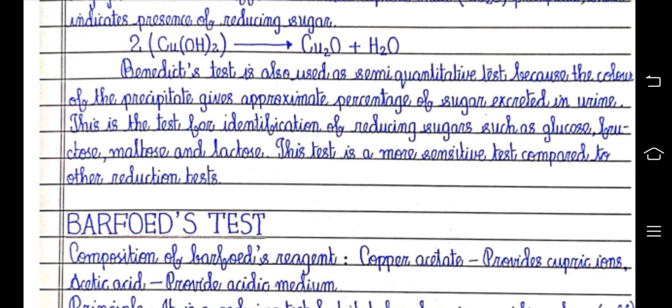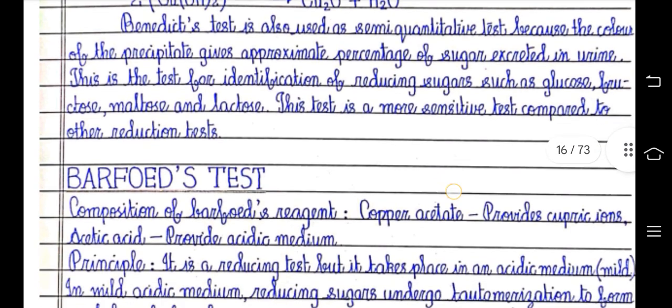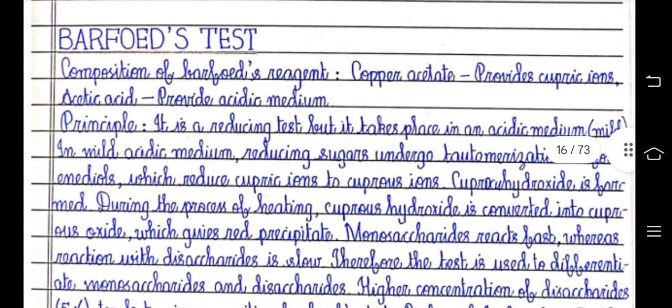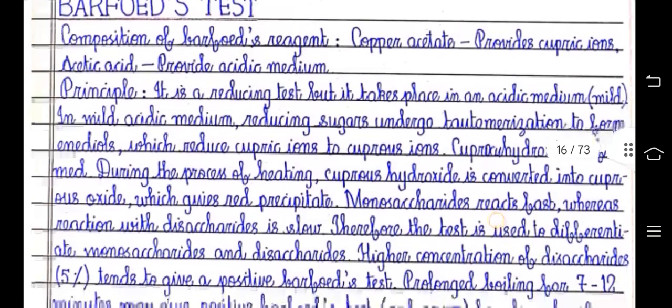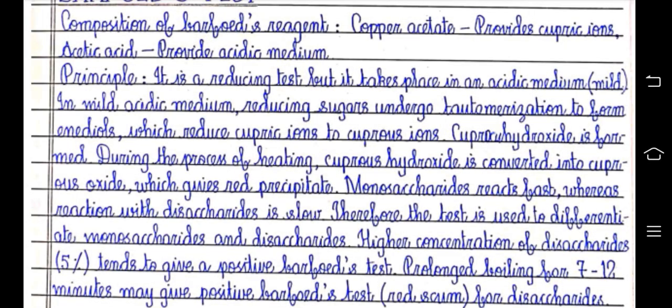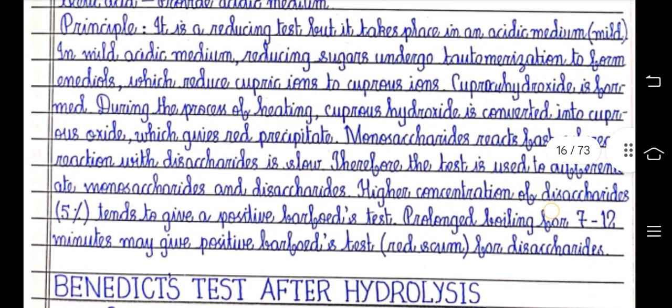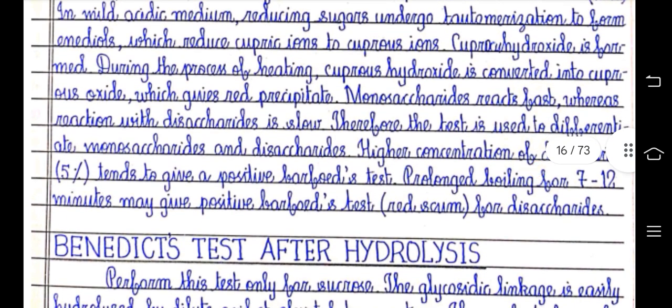Then Barfoed's test. Composition of Barfoed's reagent: copper acetate provides cupric ions, and acetic acid provides acid medium. Principle: it is a reducing test, but it takes place in an acidic medium. In mild acidic medium, reducing sugars undergo tautomerization to form enediols which reduce cupric ion to cuprous ion. So, cuprous hydroxide is formed, and during the process of heating, cuprous hydroxide is converted into cuprous oxide which gives a red precipitate.